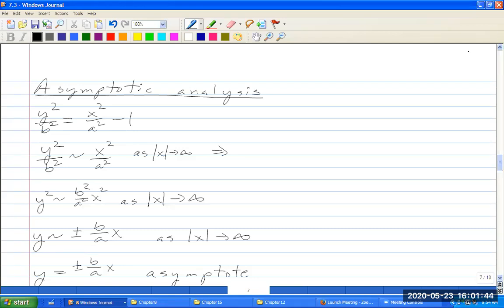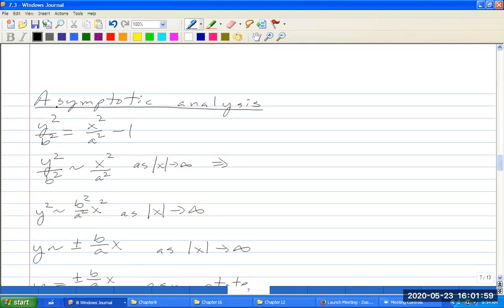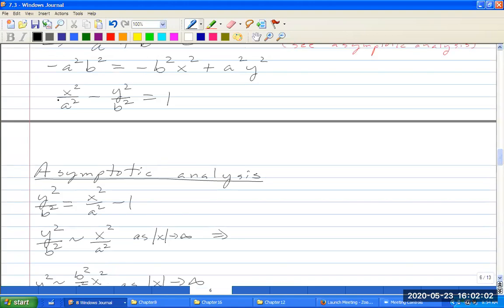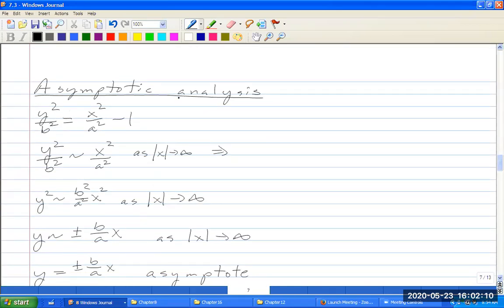Okay, so we had derived the equation of a hyperbola. And so we had that the equation was x squared over a squared minus y squared over b squared equals 1. So let's do some asymptotic analysis on this. Let's solve this for y squared. So I have that y squared over b squared is x squared over a squared minus 1.